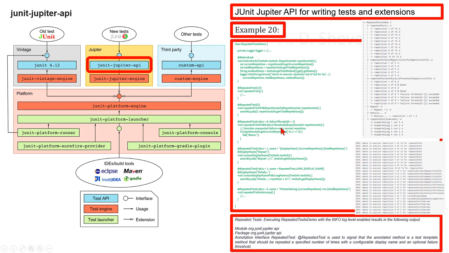Every second repetition. The resulting behavior can be reviewed in the console launch output at the end here. The next two methods demonstrate how to include the custom @DisplayName for the @RepeatedTest method in the display name of each repetition.